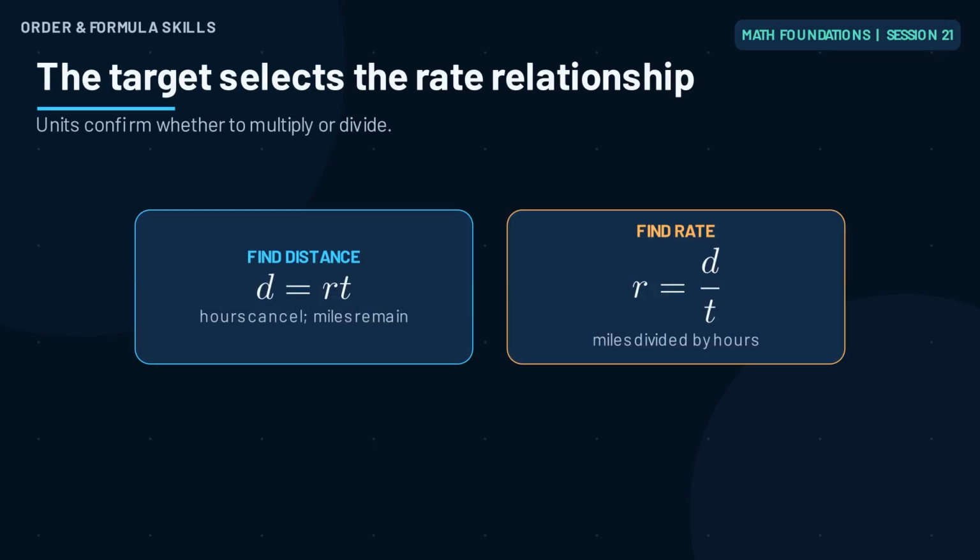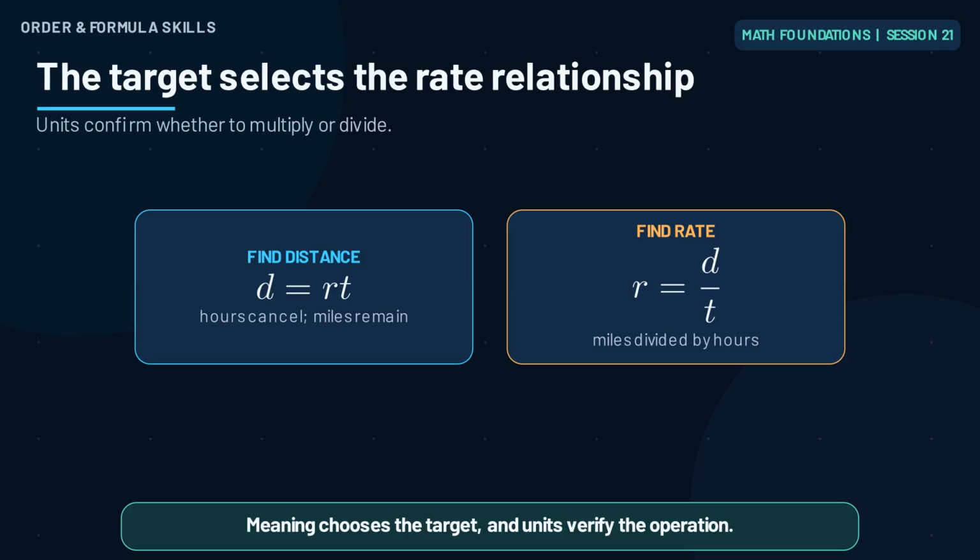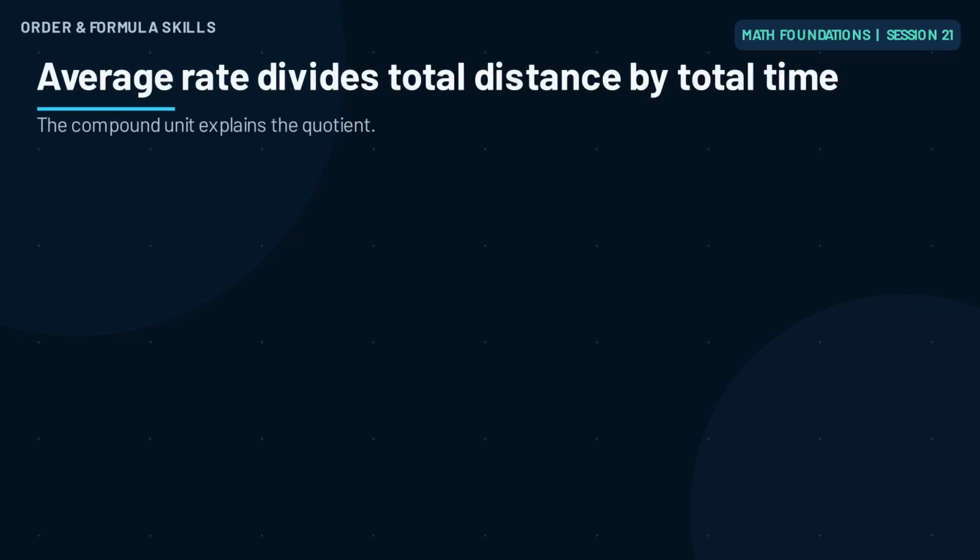The target quantity determines which version of the relationship you need. Use units to confirm whether they cancel or combine into the requested label. Meaning chooses the target and units verify the operation. Average rate compares a total distance with the total time used.